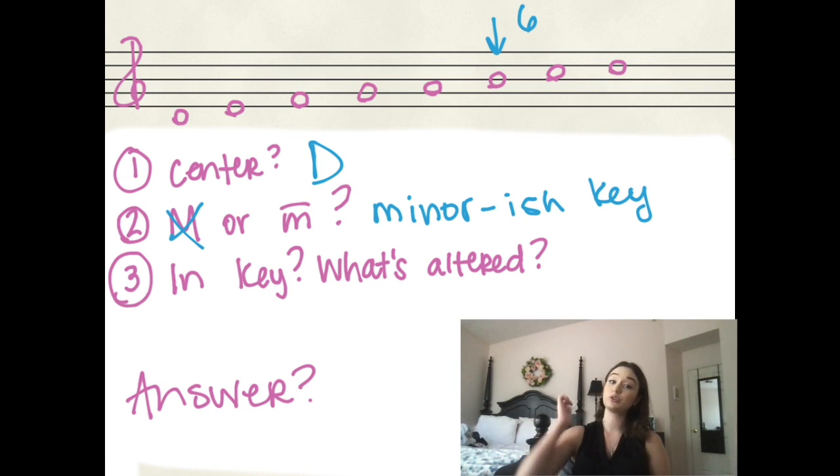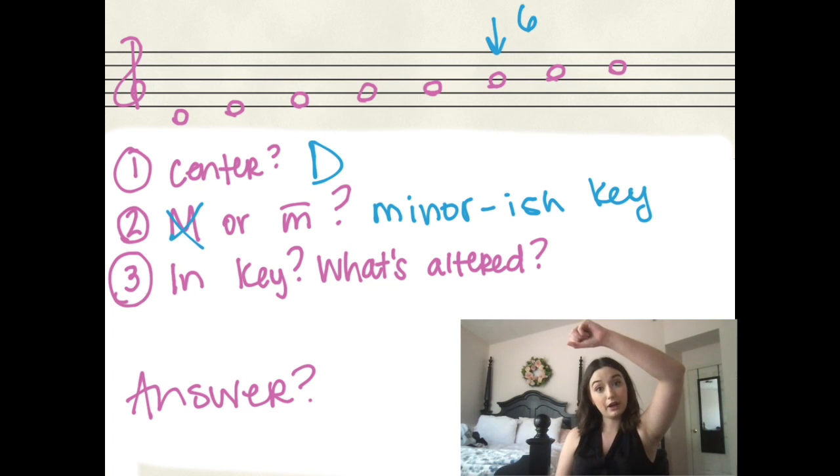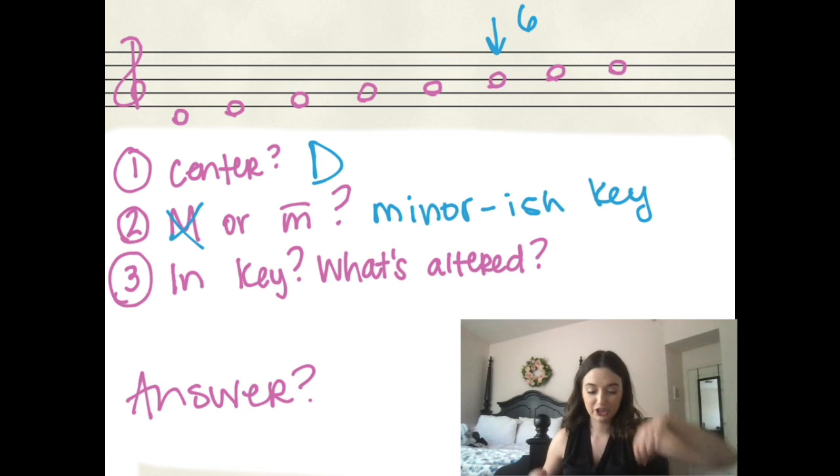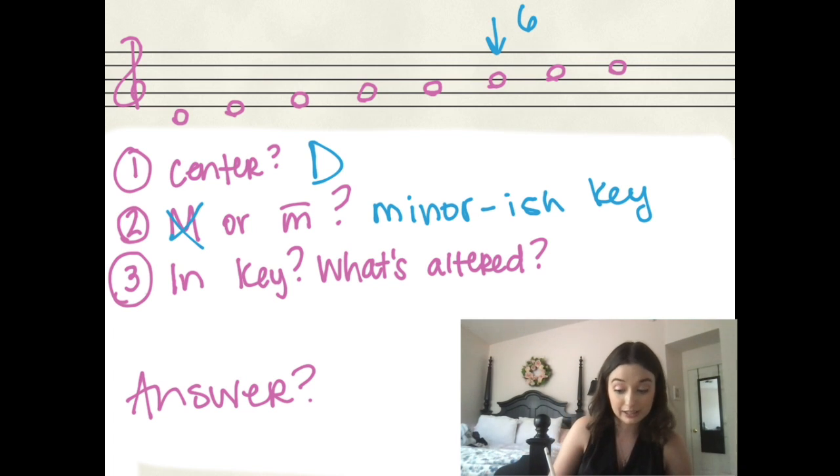Alrighty, so scale degree 6 is altered, right? So we need B flat, and they give us B natural. So are we taking B flat and moving it up a half step to make it B natural, or are we taking B flat and moving it down a half step to make it B natural? We're going up a half step. Very good. So that means our 6th scale degree is raised.